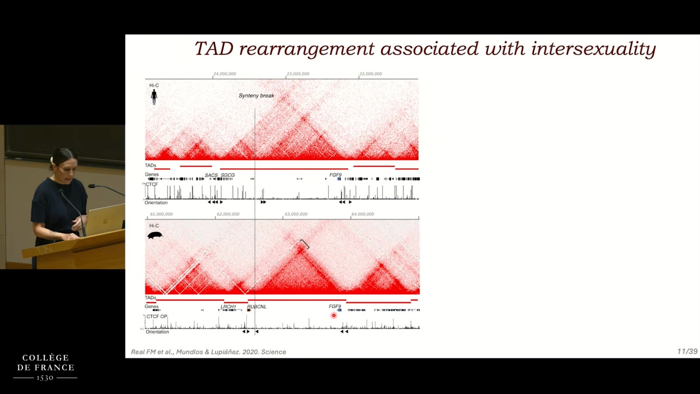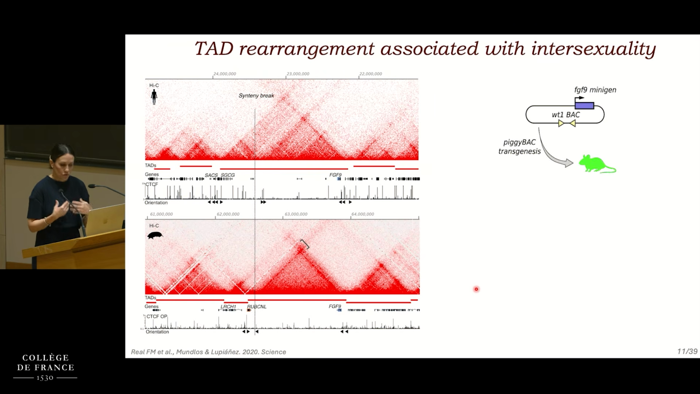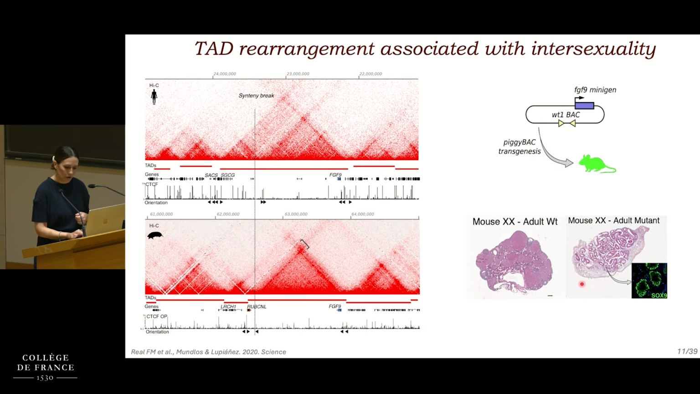And to test this hypothesis, what we did was to generate transgenic mice where we overexpress FGF9 in the ovaries. And these females actually developed gonads that look like testes. As you can see here, they have testis cords, and they even express SOX9, which is the main marker of the testis tissue. So indeed, we proved that that rearrangement could be a source of trait adaptation during evolution.